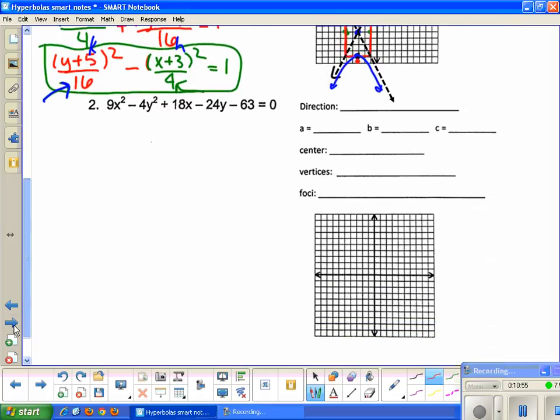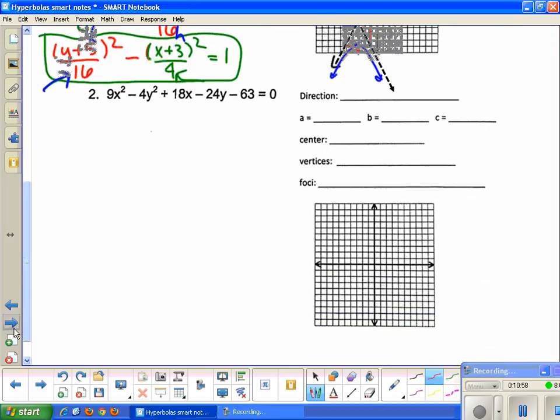So for this one, we're going to do the same thing. The first thing we want to do is put this in standard form. So to put this in standard form, get your x's together and your y's. Take the constant to the other side. And now we're going to factor out any numbers that we have in front of the variables. So here I'm factoring out the 9. Oops. Use red here.